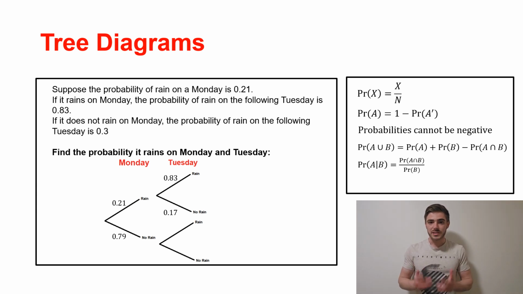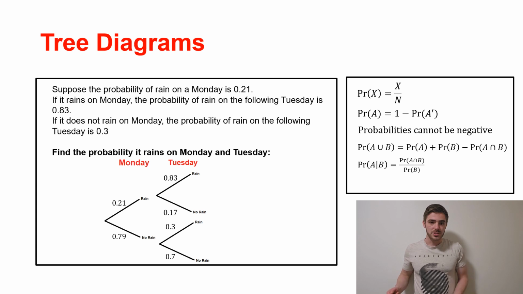And so we're just going to do the same thing for the other branches. This time we're going to look at what happens if it doesn't rain on Monday. We're told that the probability of rain on Tuesday, if it didn't rain on Monday, is going to be 0.3. And therefore, the chance of it not raining on Tuesday is going to be 0.7. At this point, we've filled out all the branches.